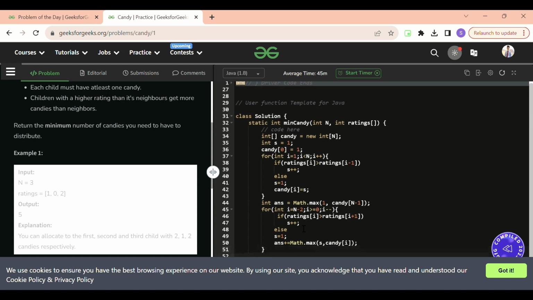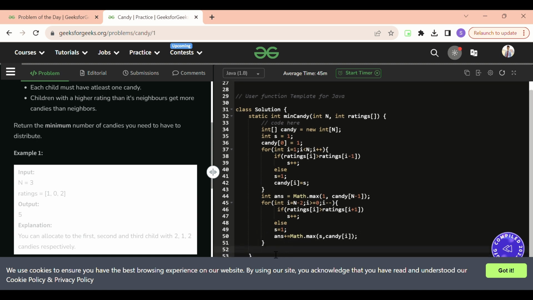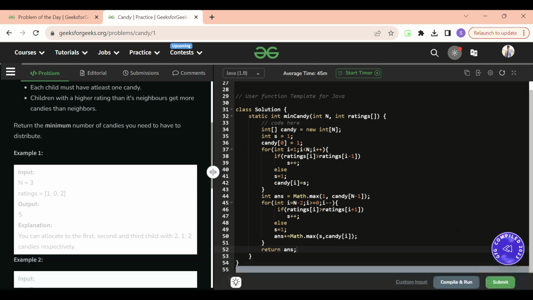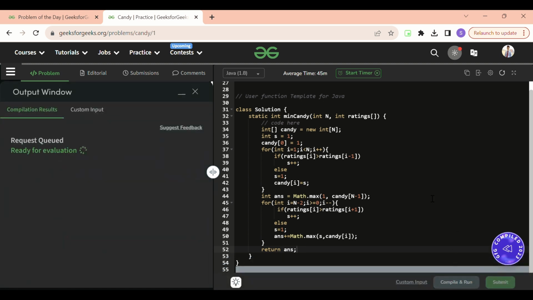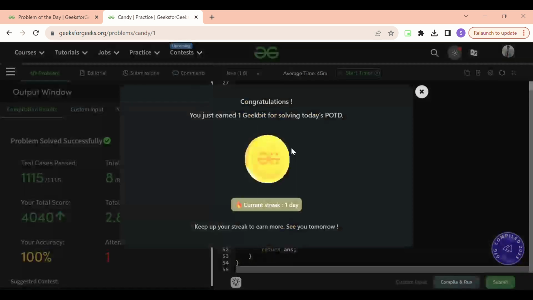And after that, coming here, I don't know why it's not scrolling. This bracket is here, I think everything is fine. Let's return answer. That's it. Okay, let's compile and run. All right, let's submit it. I think it should run. Okay, fine, great.